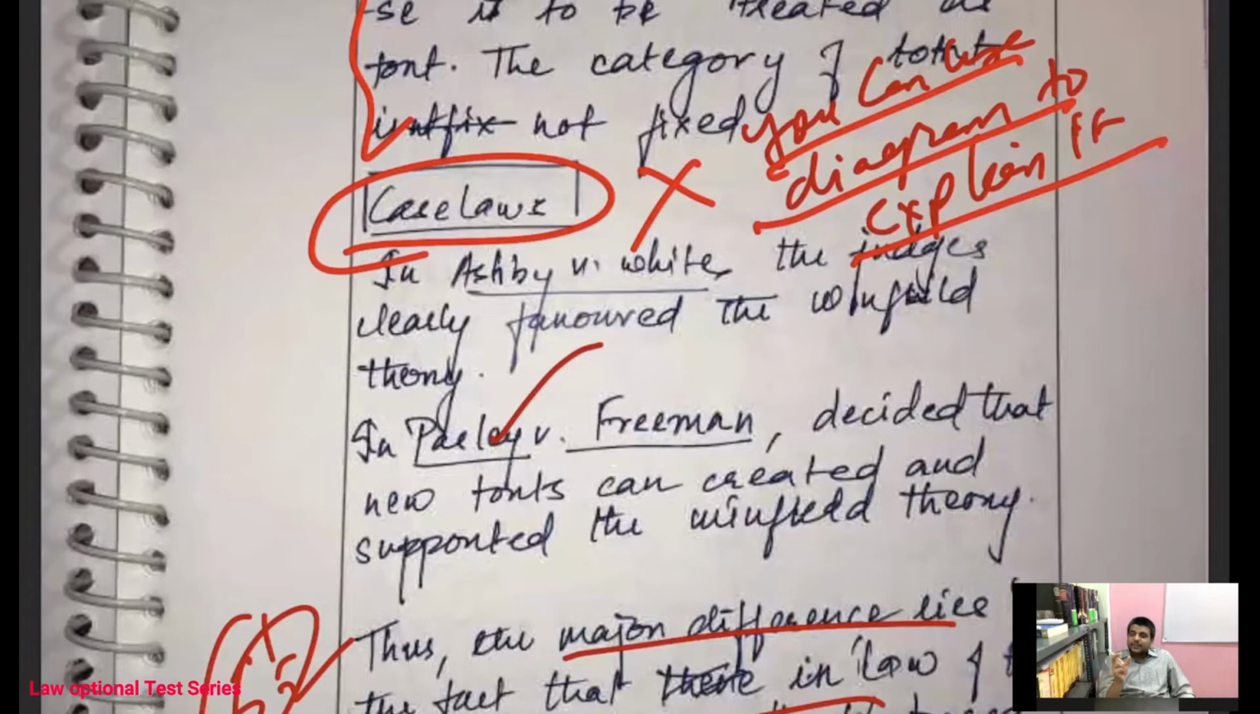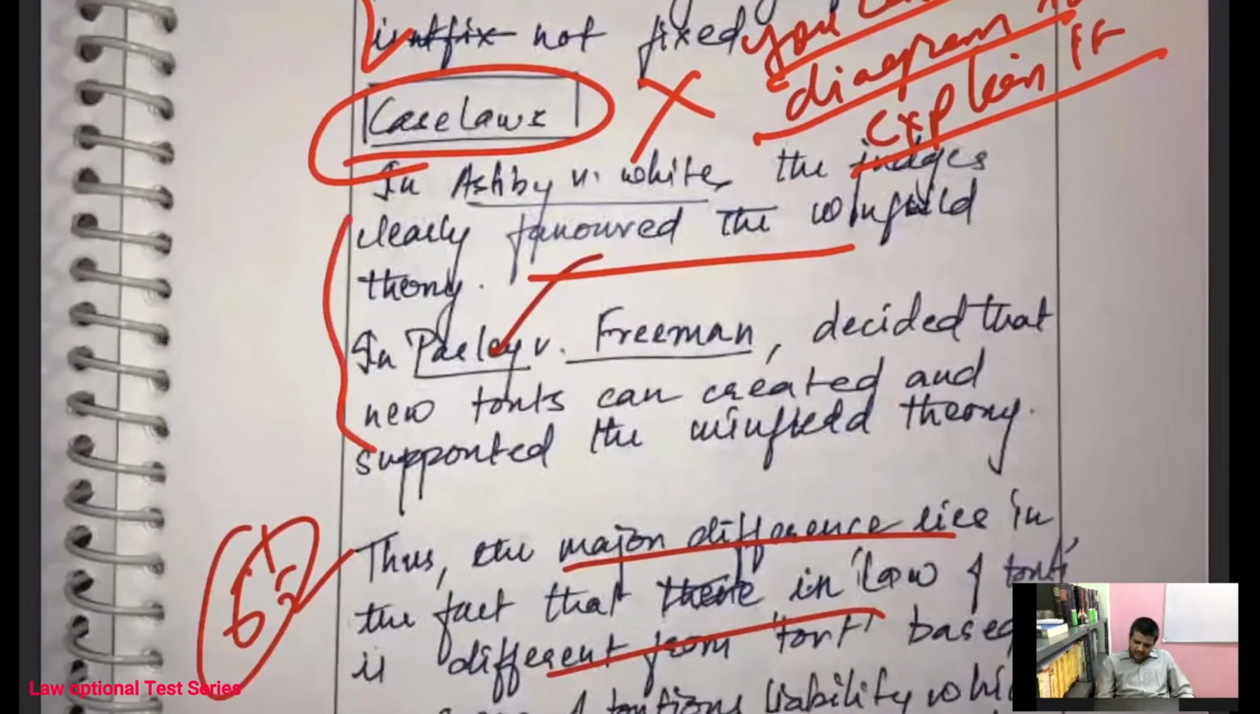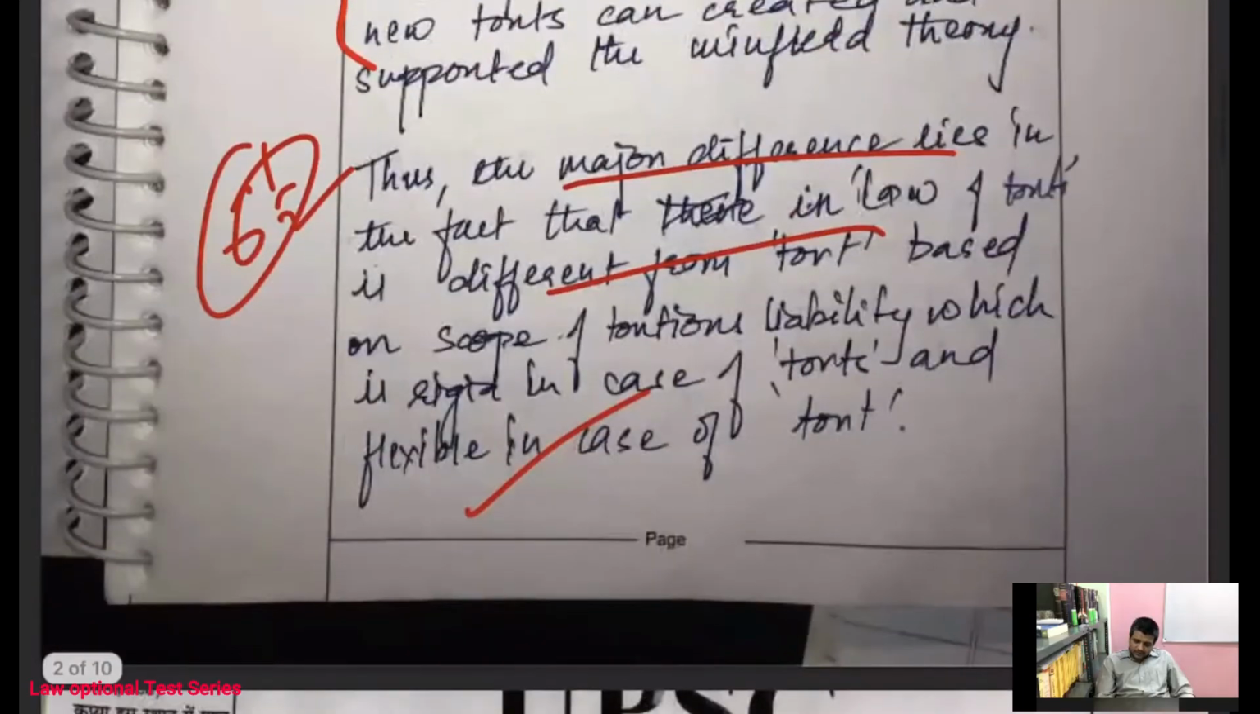You have to write a heading that explains the question and identifies the demand of the question. Do not write generic headings like case laws, conclusion, introduction. That generic heading is not required. Right? So see here, S versus White. The two are very good cases, no doubt. The major difference arises from the fact that the law of tort is different, based on the scope of the, what is that?